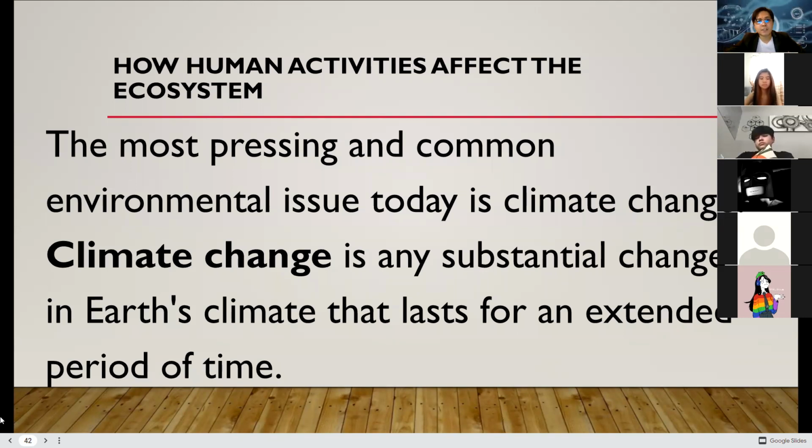How human activities affect the ecosystem? The most pressing and common environmental issue today is climate change, or the changes in climatic condition. Why? What's in the climate change? Climate change is any substantial change in Earth's climate that lasts for an extended period of time. Even now we are actually experiencing climate change.